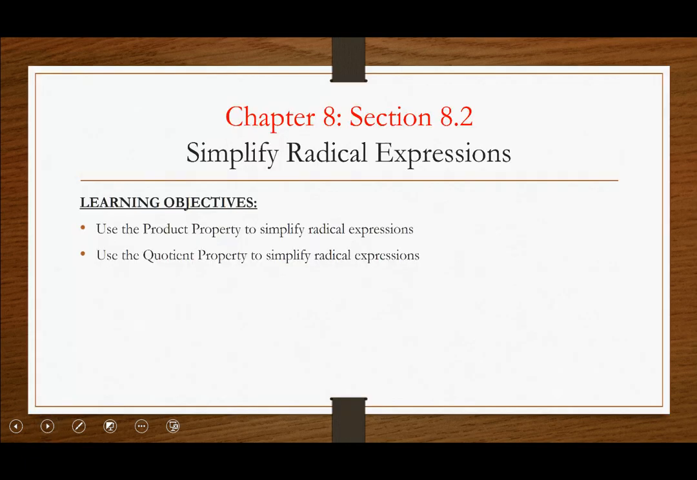Today we're going to continue the conversation around simplifying radical expressions. We're going to learn about something called the product property and the quotient property. These techniques allow us to simplify radical expressions that can't be done using just the definition.